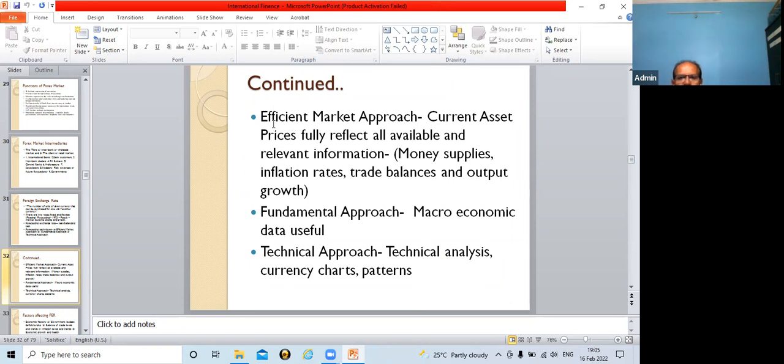So if you are asked efficient market approach, please do remember that current asset prices, secondly, relevant information such as money supplies, inflation rate, trade balances, and output growth. So these points must be mentioned under this efficient market approach. On the basis of this efficient market approach, one can forecast foreign exchange rate. Another approach, which is fundamental approach. Fundamental approach is basically based upon macroeconomics. So macroeconomics data is useful.